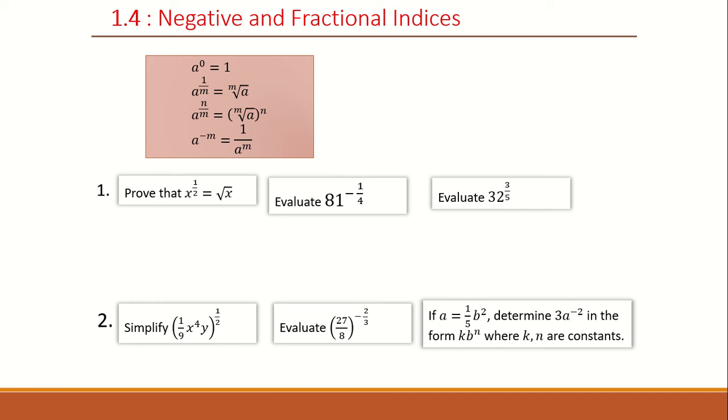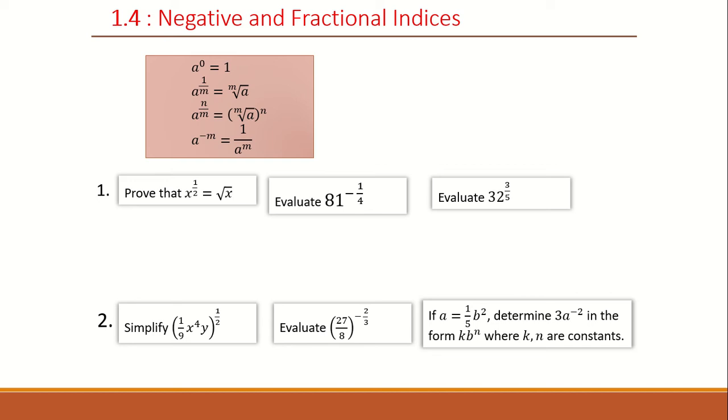Firstly, any number to the power of 0 is 1. Secondly, any number to the power of 1 over a constant, which is m in this case, is equal to the m-th root of a, meaning the number. Third rule, a, which is a number, to the power of n over m, where n and m are constants, is equal to the m-th root of a, all to the power of n.